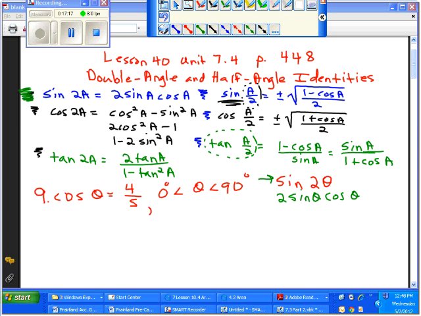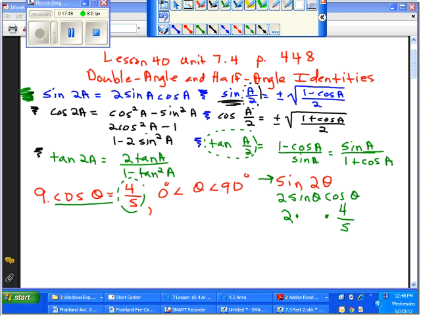We already know what cosine theta is. So this is going to become 2 times whatever sine theta is times whatever cosine theta is, and cosine theta is 4/5. All we lack to be able to solve is to find out what sine theta is. We already knew what cosine theta was. And that gets back to our XYR stuff, right?